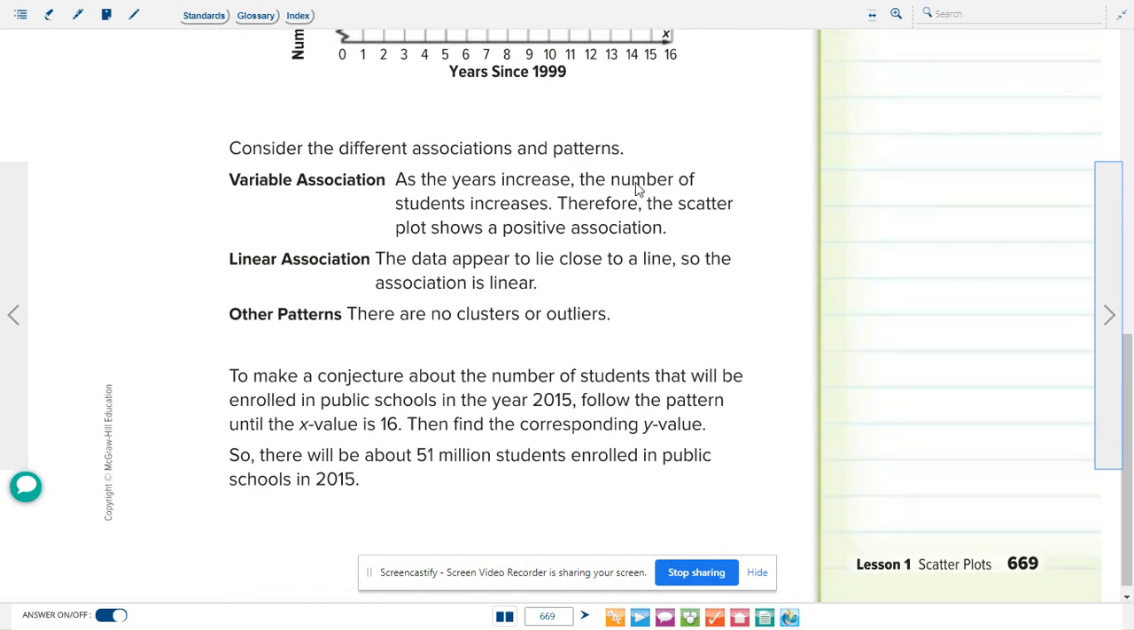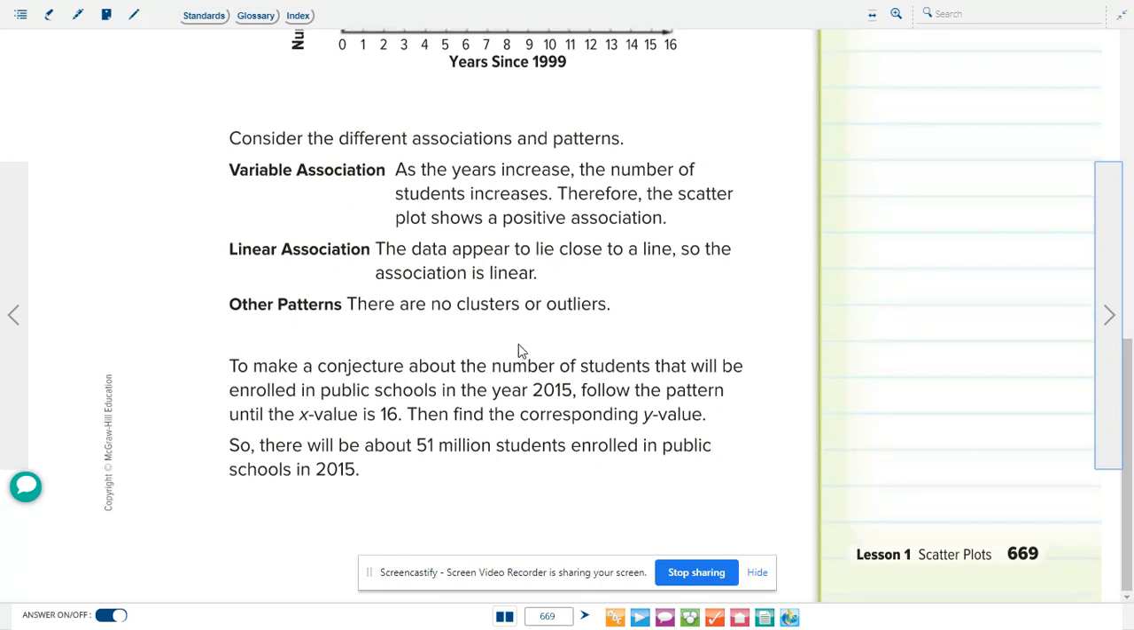As the years increase, the number of students increase, therefore it's a positive association. The data appears to lie close to a line, so it's linear, and there aren't clusters or outliers. To make a conjecture about the number of students that will be enrolled in the public schools in the year 2015, follow the pattern until the x value is 16. Then find the corresponding y value. So they predict a little lower than us, 51 million students enrolled in public schools.